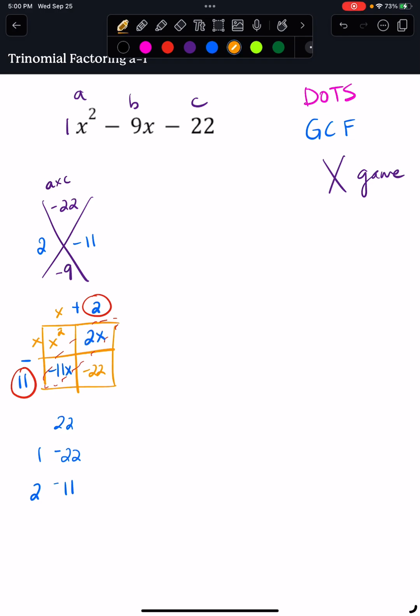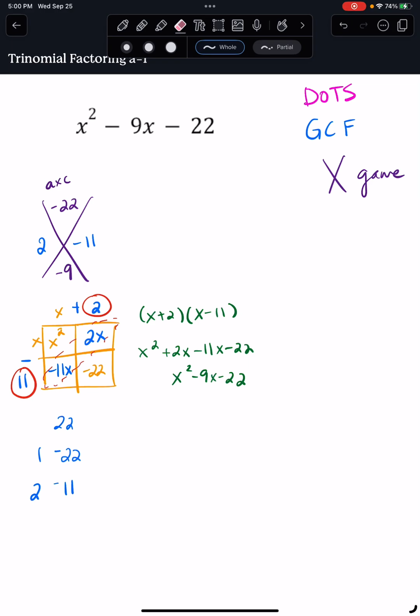So again, I can now rewrite this as x plus 2 times x minus 11 from our factors, which we can see in our x game and in our box method. And if you want to see this fully written out, we had x squared plus 2x minus 11x minus 22. So we get x squared minus 9x minus 22. All right, so our factored form of x squared minus 9x minus 22 can be rewritten as x plus 2 times x minus 11.